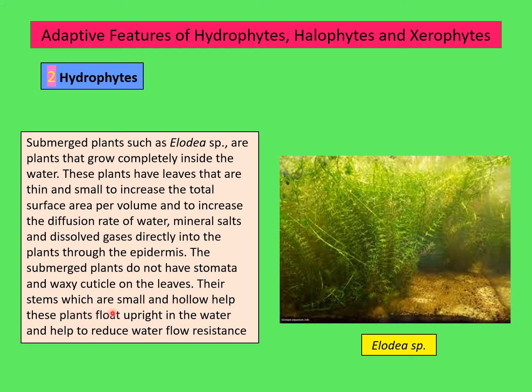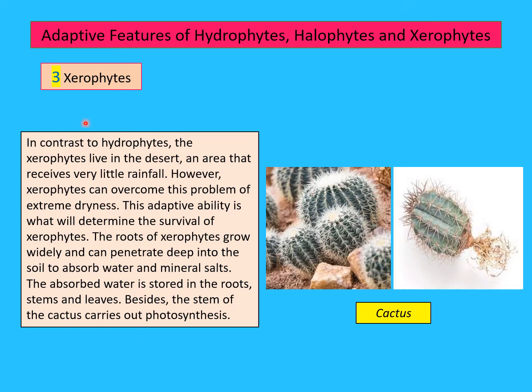Their stems, which are small and hollow, help this plant float upright in the water and help to reduce water flow resistance. Okay, this is Elodea. Okay, we look at the xerophytes.